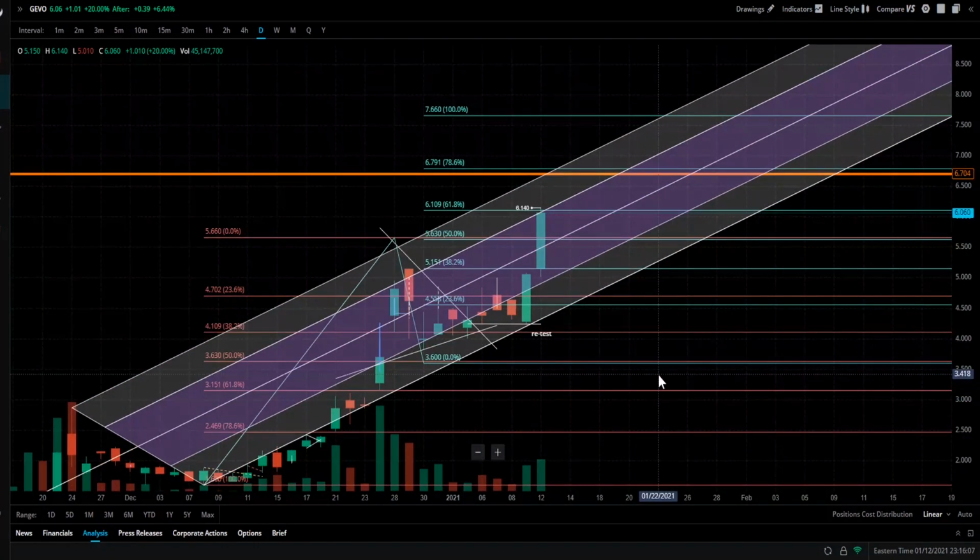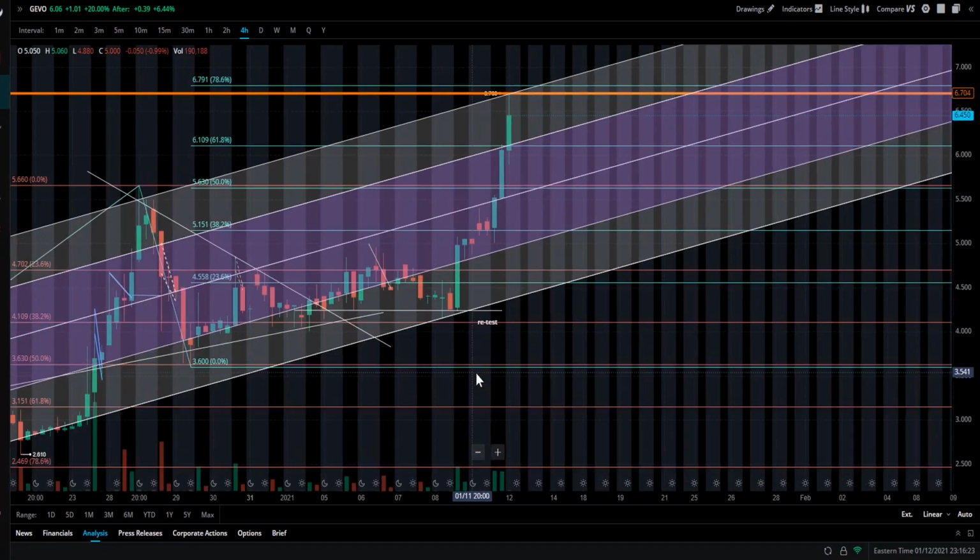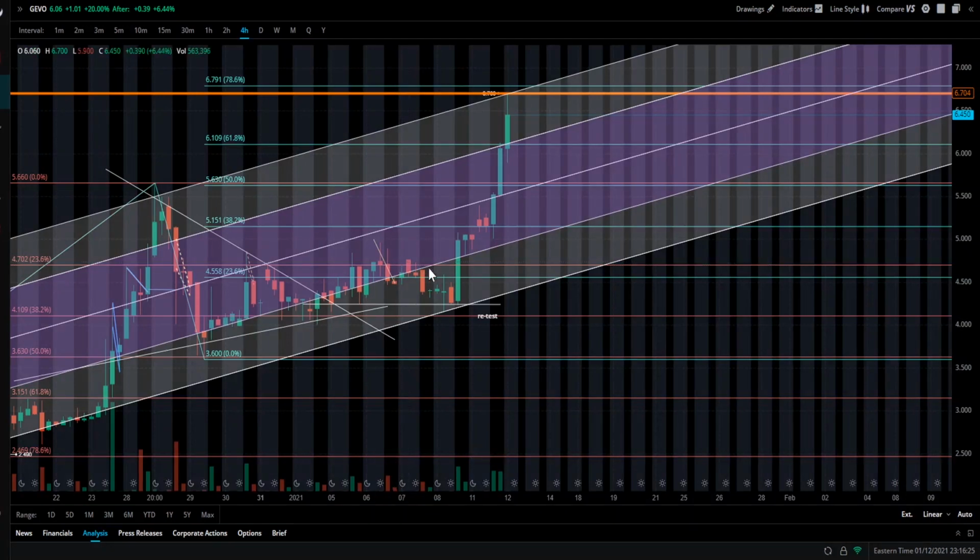As we can see, the price has been respecting our channel, which gives us more confidence in it. Also, as we explained in the previous video, the second pattern was the correct pattern. It actually broke out of the pennant and then retested, and then it went back up with a strong momentum.